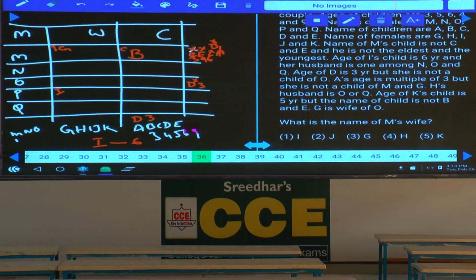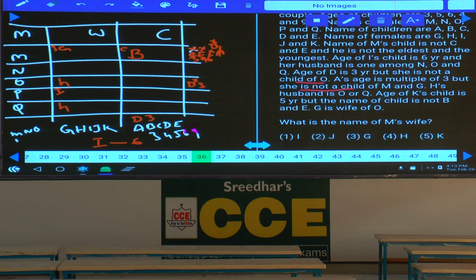Next one. What is the next information here? H's husband is either O or Q. H can be here or H can be here. Only two possibilities. H's husband is either O or Q. Age of K's child is 5 years.